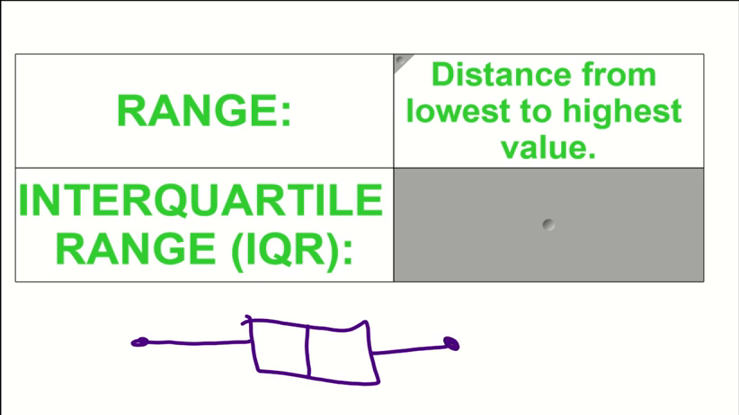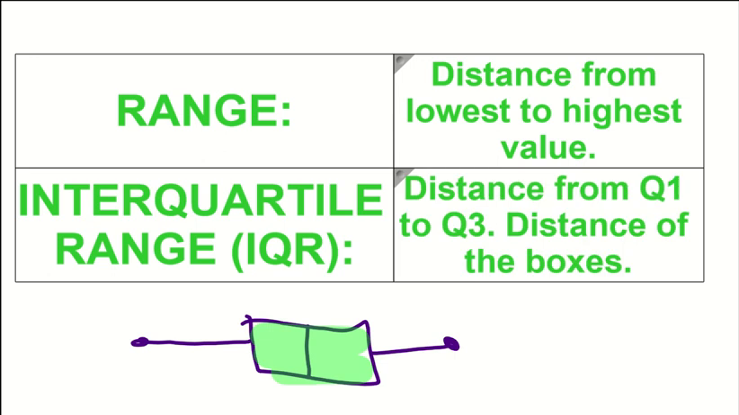All right, so the next thing is interquartile range. Obviously, that's a range also, right? It's got the word right there. What would inter mean? Between? All right, so when it says interquartile, what that's talking about is the middle quartiles, okay? So specifically, that's the box. So interquartile range is the distance from quartile 1 to quartile 3, which is the distance of the boxes.